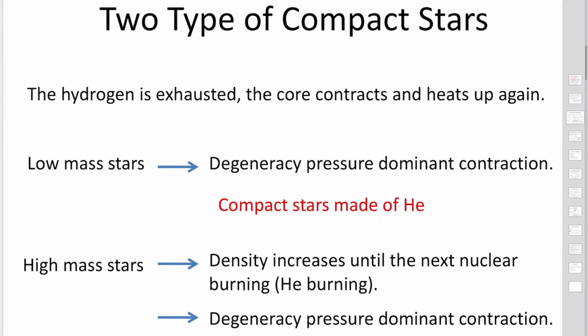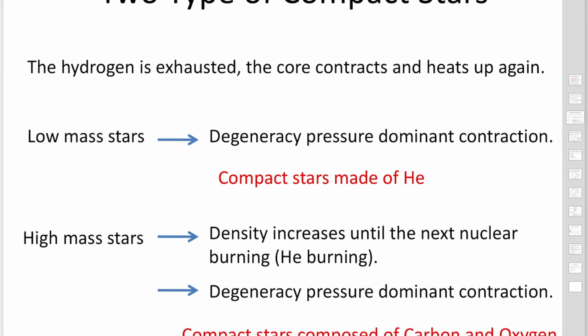So when hydrogen is exhausted, the core contracts and heats up again. Low mass stars: degeneracy pressure dominant, contraction. A compact star made of helium. High mass stars: density increases until the next nuclear burning, helium burning, then carbon is generated at the centers. So degeneracy pressure dominant, contraction. In this case, a compact star composed of carbon and oxygen is formed.